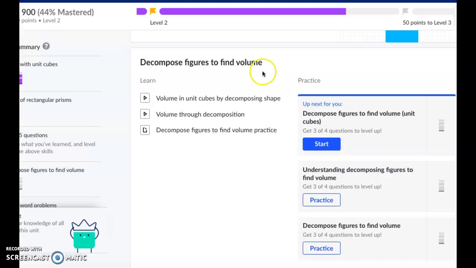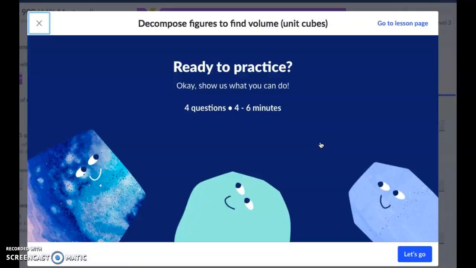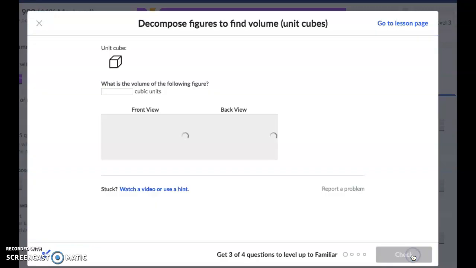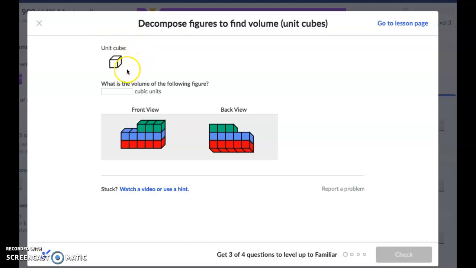Khan Academy volume, and we're working on the subtopic, decompose figures to find volume with unit cubes. Okay, so they're reminding us, we're going back to the cubes now. They're reminding us one unit cube looks like this, and what is the volume of the following figure? So here's our front view, and then they're reminding us of what the back view looks like. In this one, things are a little bit different because we're missing those two top green squares.